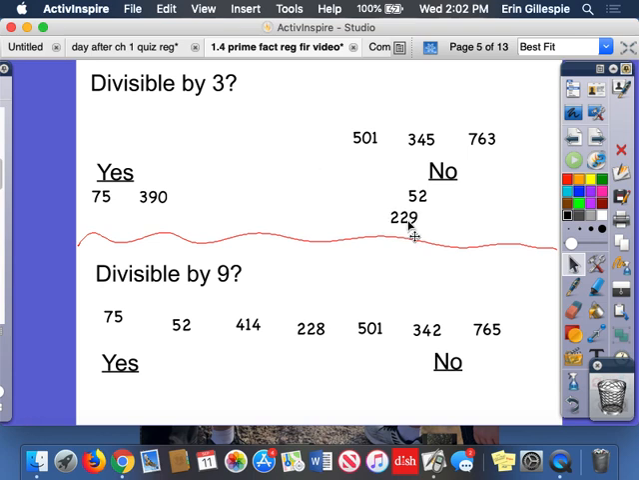229 is a no. 2 plus 2 is 4. 4 plus 9 is 13. You can't divide 13 by 3. 501 is yes. 5 plus 0 is 5, plus 1 is 6. 6 you can divide by 3. 345 is a yes. 3 plus 4 is 7, plus 5 is 12, and 12 you can divide by 3. 763 is a no. 7 plus 6 is 13, and 13 plus 3 is 16, and 16 you can't divide by 3. So that's how you can tell if it's divisible by 3. Add up the digits.